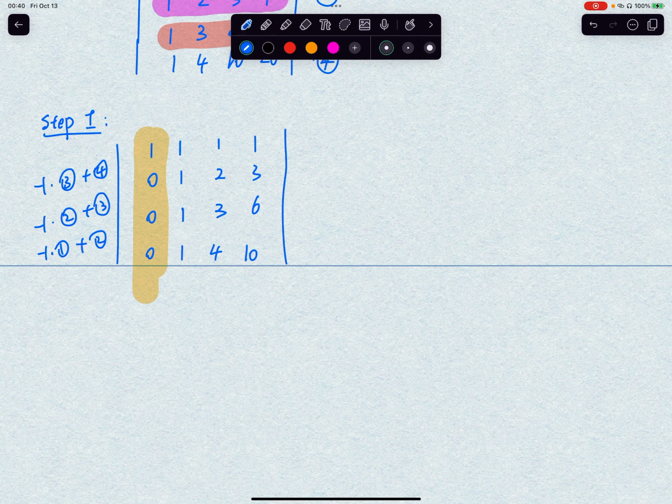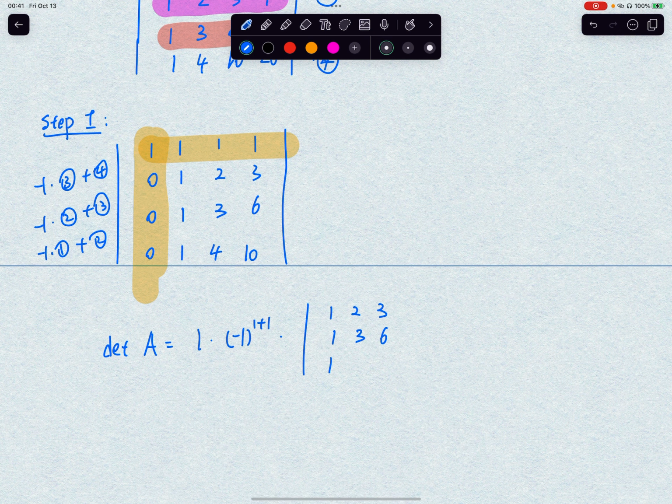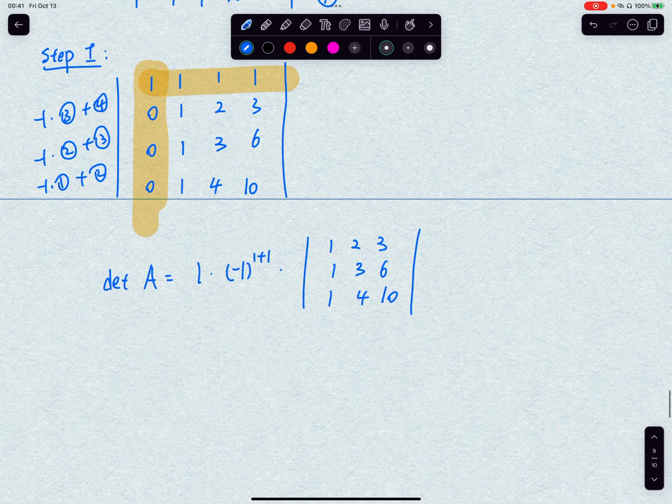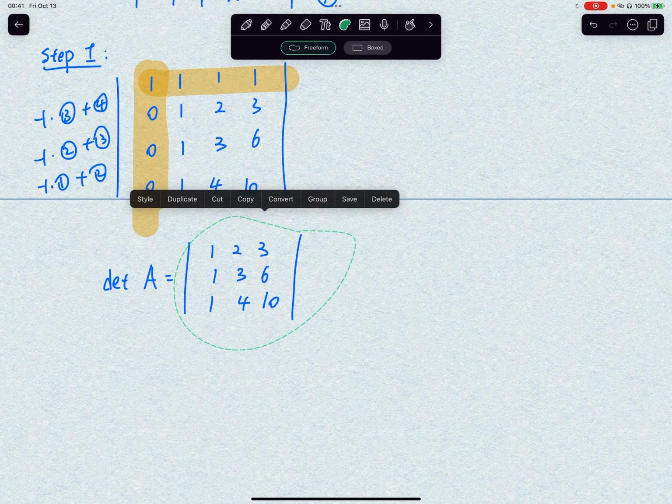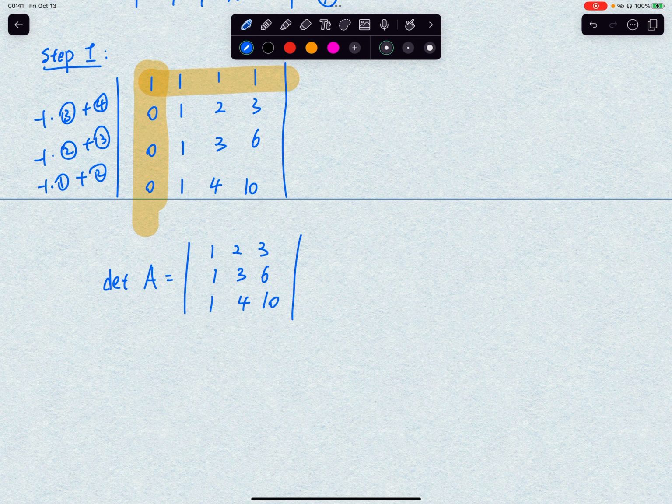So this leads to the determinant of A equals 1 times (-1)^(1+1), since it's A_{1,1}, times the remaining matrix, that is 1, 2, 3, 1, 3, 6, 1, 4, 10. And since this factor is just 1, we can cancel it out. Now we observe this matrix too: the same trick we applied to the 4 by 4 matrix can be applied to this one too.